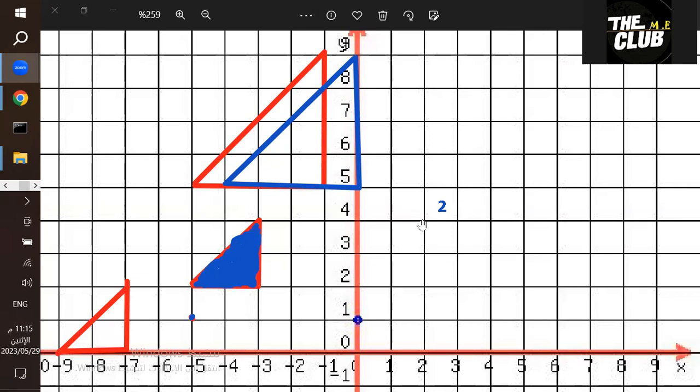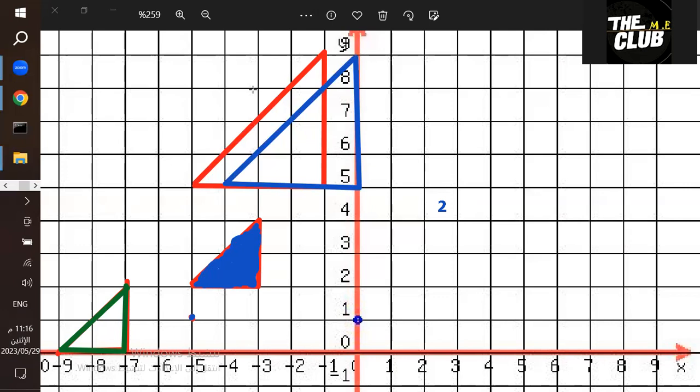The scale is +2. Which shape represents the new shape? I'll change the color so you can choose. That's the question. Which is the old shape? This is the shape, and the scale is 2. Which one represents the new shape? Yeah, it's the red one.